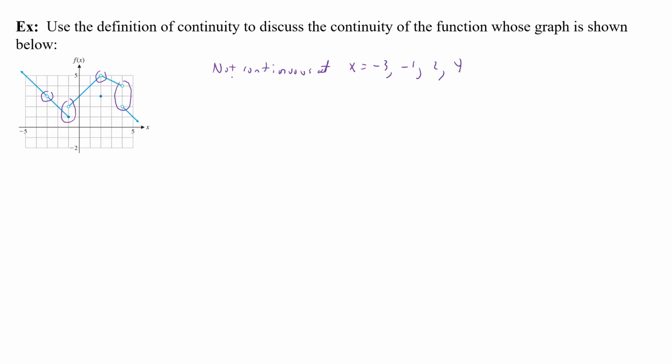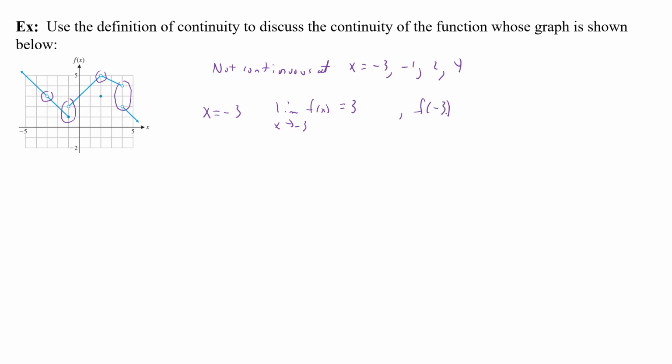Okay, so what we're going to do is look at those points and say why they aren't continuous based on the definition of continuity. So at x equals -3, the limit of f of x as x approaches -3 is going to be what? As it approaches -3 coming from the left, it gets close to 3. As it comes from the right, it's close to 3. So it looks like that limit is equal to 3. So that works.